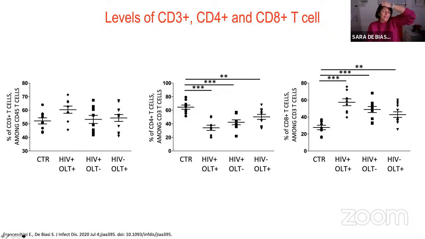First of all, we didn't find any differences among the CD3 T cells, but we found that patients with and without HIV were characterized by a lower level of CD4 and a higher level of CD8. So the cytotoxic compartment was higher in terms of percentage.